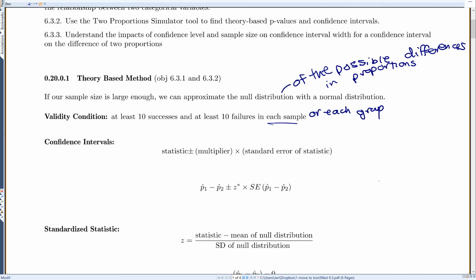For confidence intervals, our general formula has always been our statistic plus or minus some multiplier times the standard error of the statistic. This multiplier comes from the normal distribution, which is why we need to make sure that our sample size is big enough to actually use this multiplier. Our statistic in this case is p hat 1, the first sample proportion, minus p hat 2, the second sample proportion. That's our statistic for this chapter. Plus or minus z star, that's your multiplier, times the standard error of the difference in your proportions.